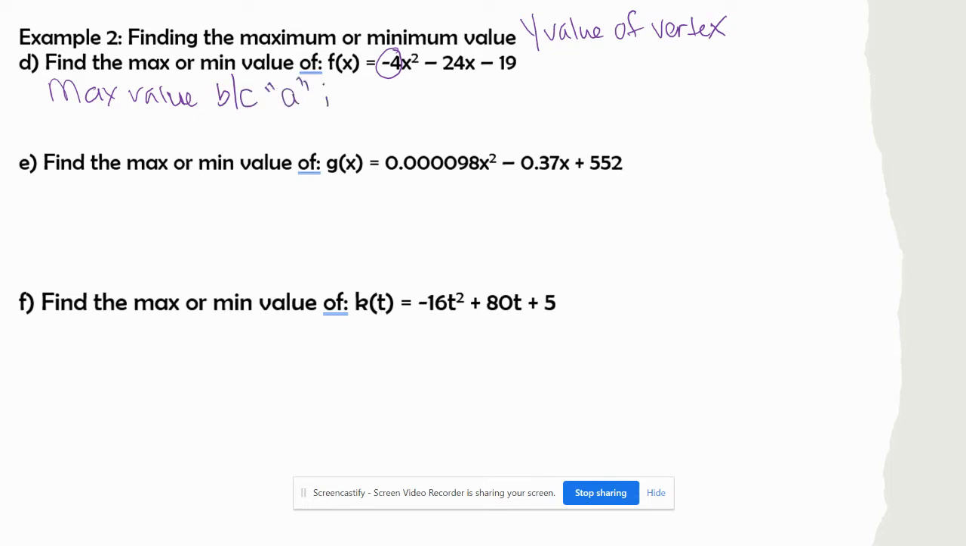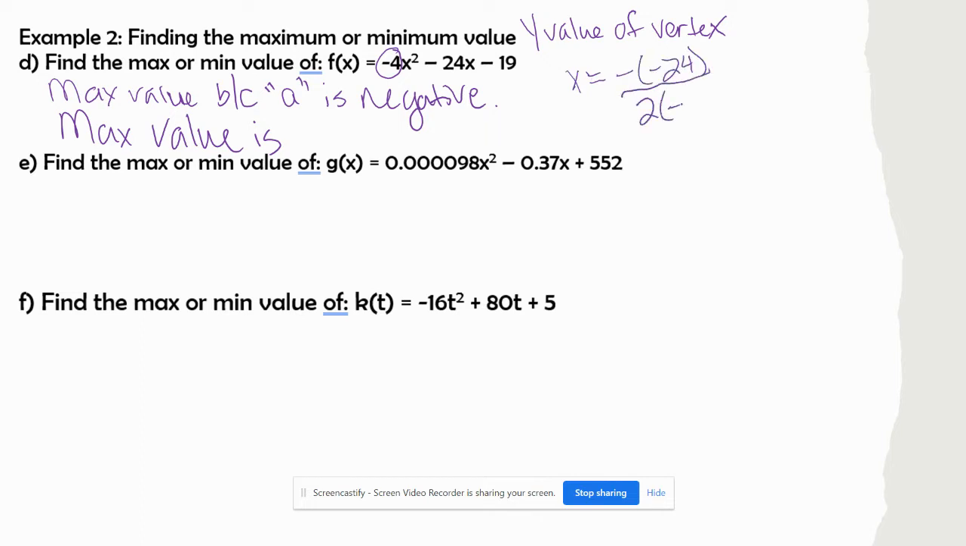Because A is negative, to find the max value, we have to start with our vertex formula. We have x equals negative b over 2a. That's positive 24 over negative 8, which is negative 3.